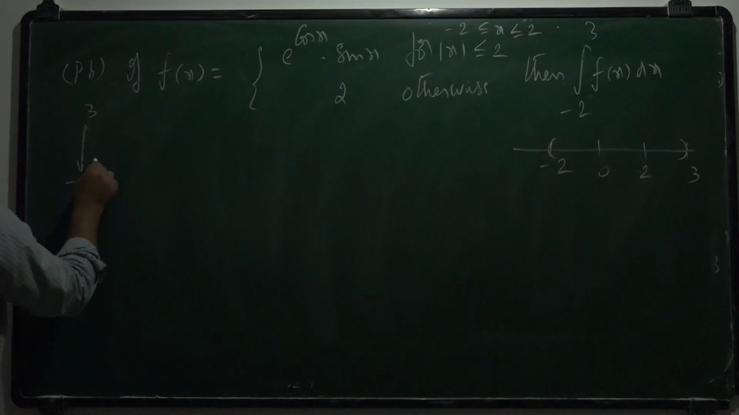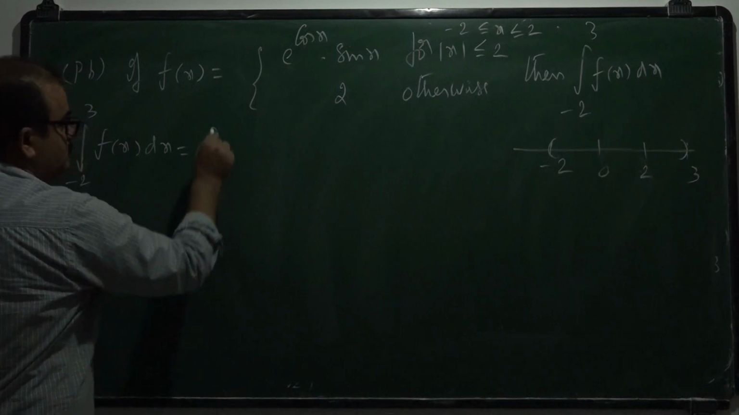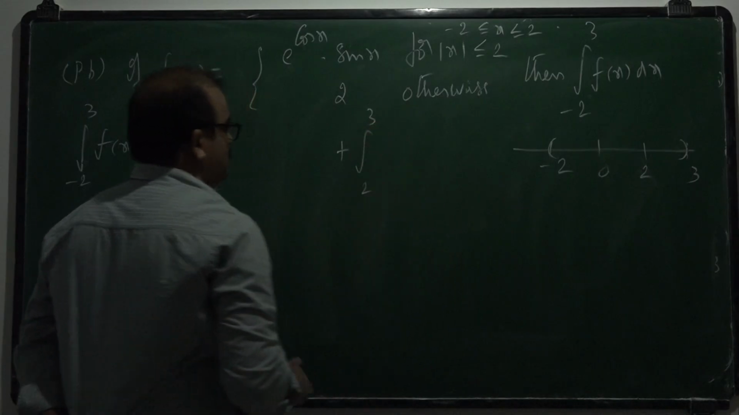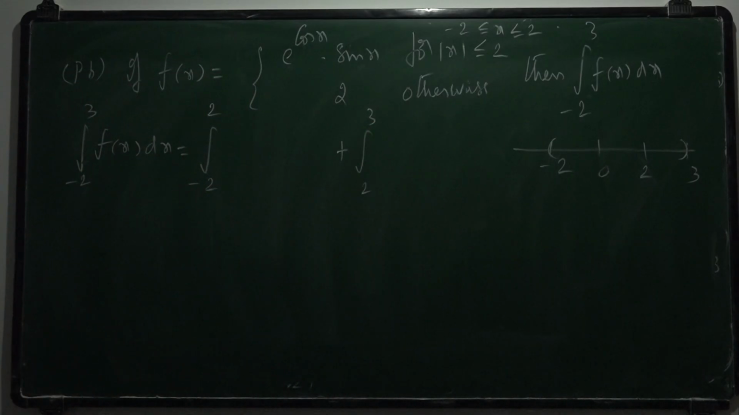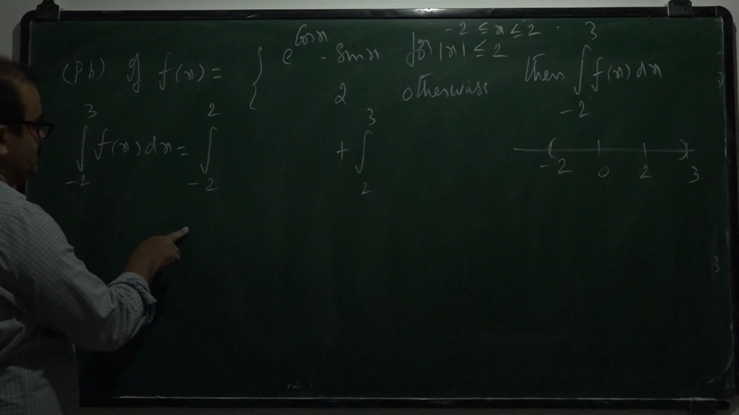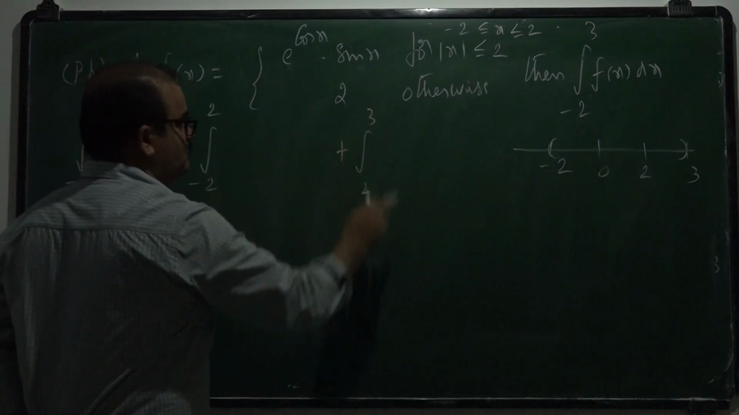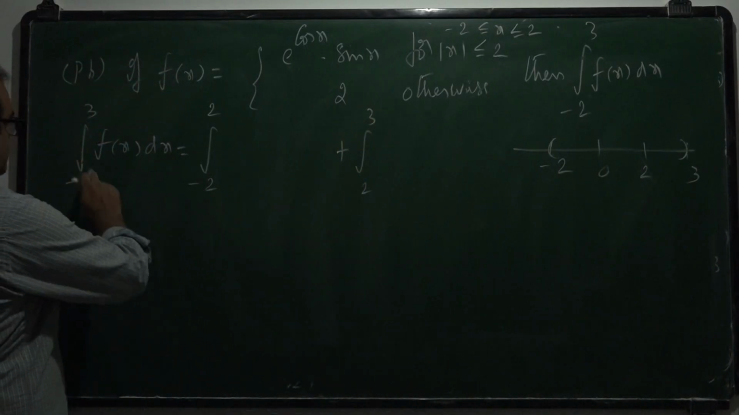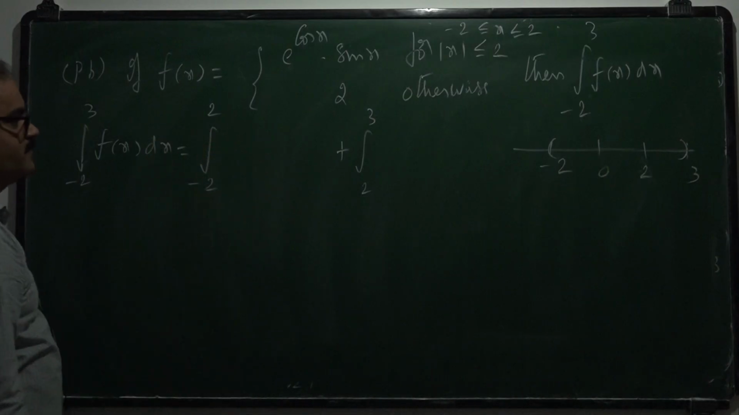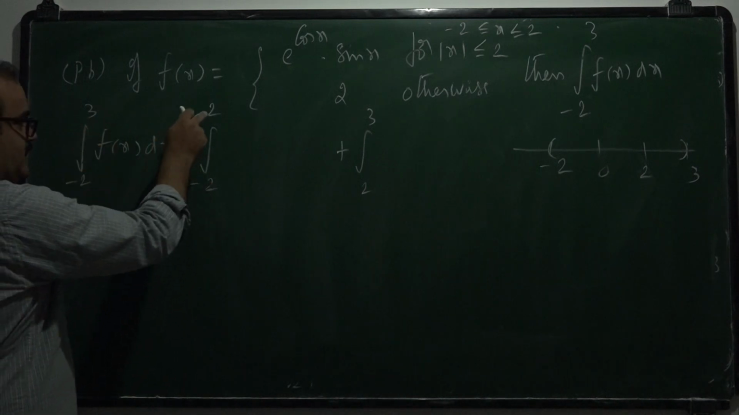Integral from minus 2 to 3 of f of x dx is equal to the integral from minus 2 to plus 2 plus the integral from 2 to 3. In definite integrals there is one property: if a is less than c is less than b, then the integral from a to b of f of x dx is taken as a to c plus c to b. If there is a point in the given interval, we split the integration into two parts at that point. Here 2 is a point in the interval, so we split the integration at the point 2.